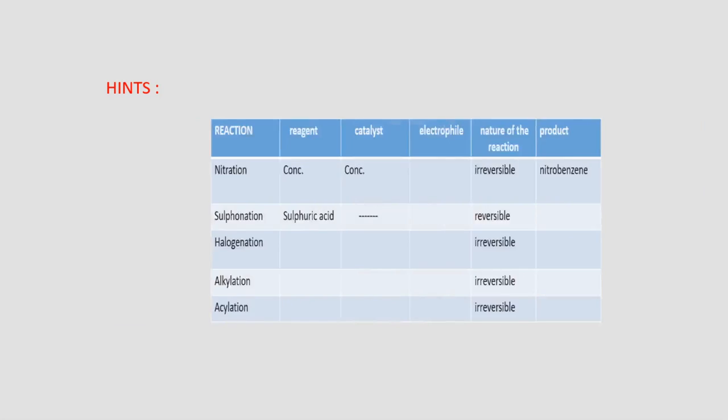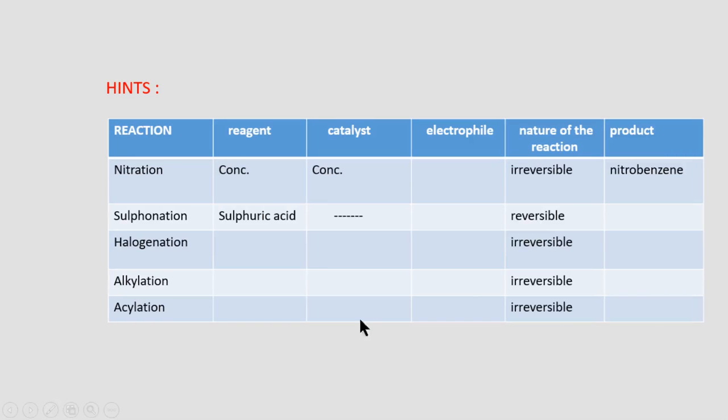And next one is let us recall all the reactions. Now when we consider nitration, the reagent is nothing but concentrated nitric acid. The catalyst is nothing but sulfuric acid here. So then the electrophile is NO2 plus. It is an irreversible reaction and the product is nitrobenzene.